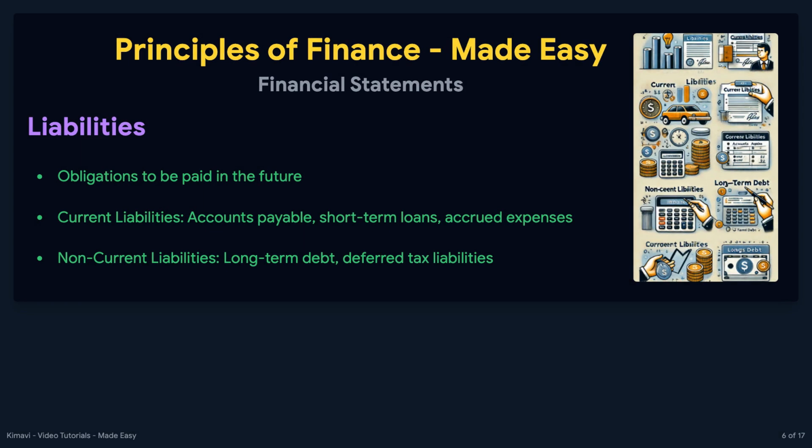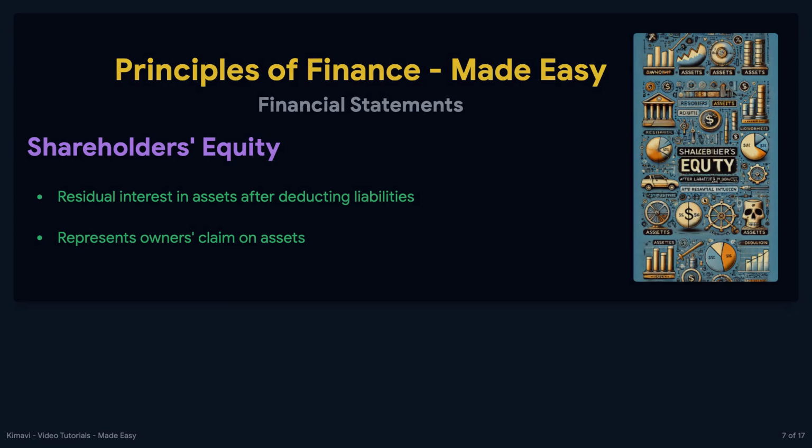Liabilities are obligations that the company needs to pay in the future. Current liabilities include accounts payable, short-term loans, and accrued expenses, while non-current liabilities include long-term debt and deferred tax liabilities. Shareholders' equity is the residual interest in the assets of the company after deducting liabilities. It represents the owner's claim on the company's assets.